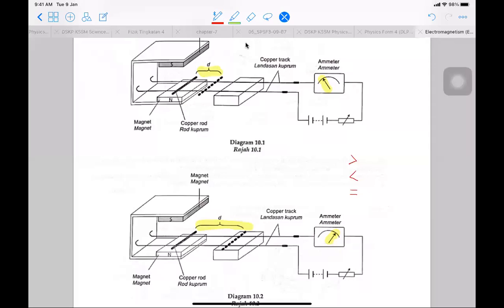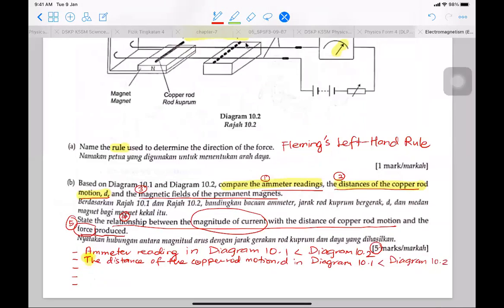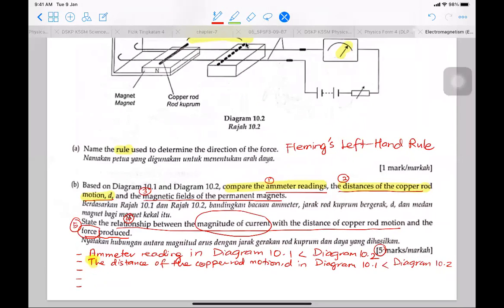No difference, right? Yes, no difference. Both are using the same size of magnet, so we assume that the strength is the same. So you can write down there for the answer. So again, you start with the aspect there, the magnetic field in diagram 10.1. Because there is no difference, you can put equal.